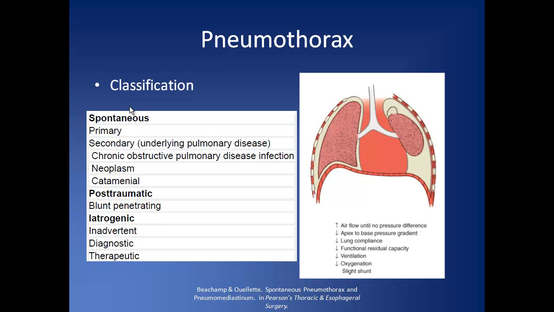Catamenial. Do any of you guys know what a catamenial pneumothorax is? Raise your hand if you do. Don't be shy. So that is a lovely pneumothorax that occurs in women who have endometriosis. And so every time they get their period, they develop a pneumothorax.